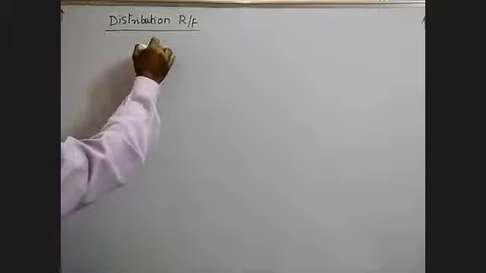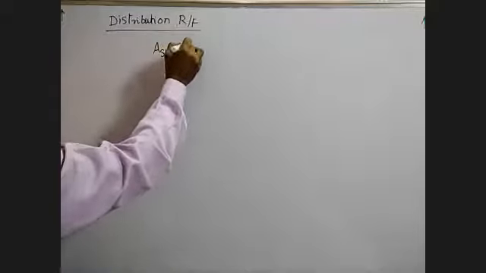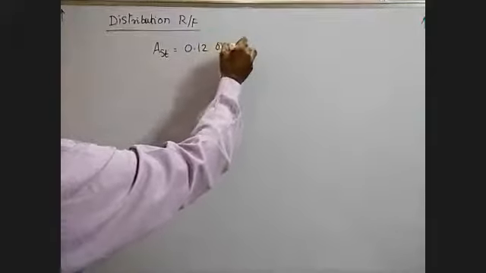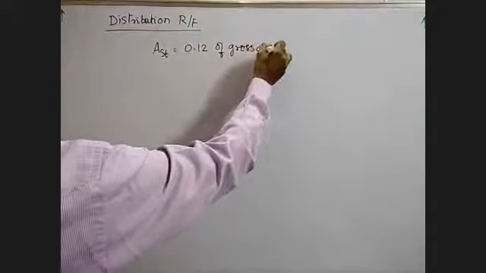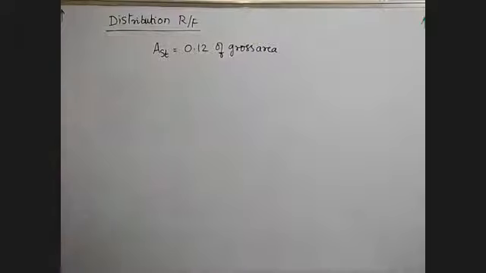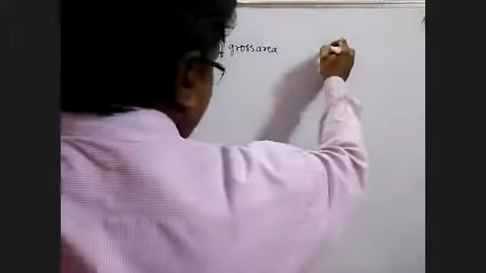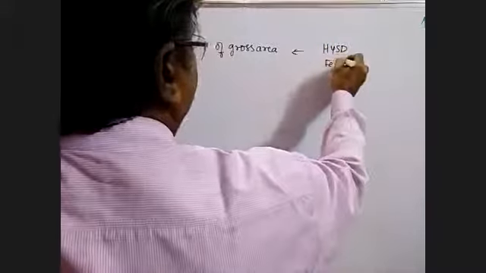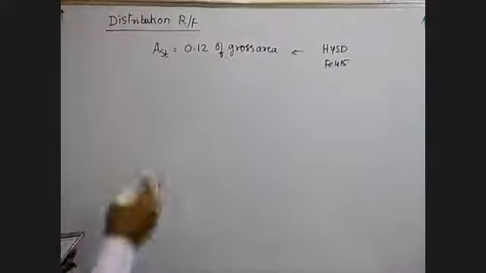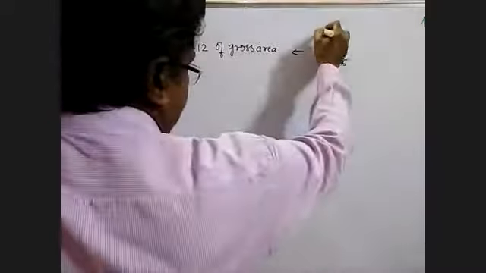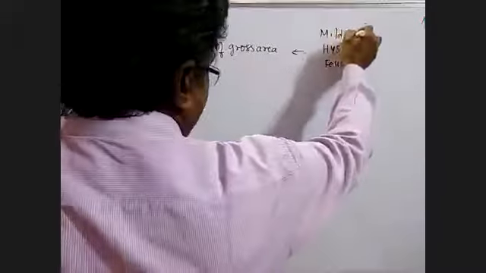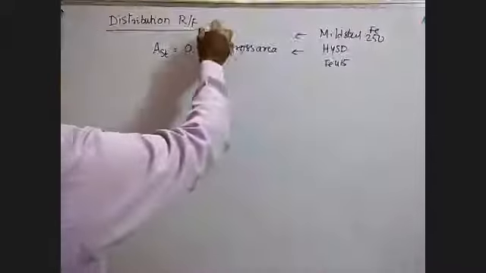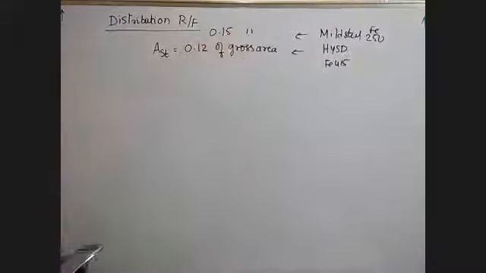See, the AST minimum is equal to 0.12% of gross area. For HYSD bars, it is Fe415. We have Fe415, so we have to take 0.12%. But if it is a mild steel, that is Fe250, you have to take 0.15% of gross area.